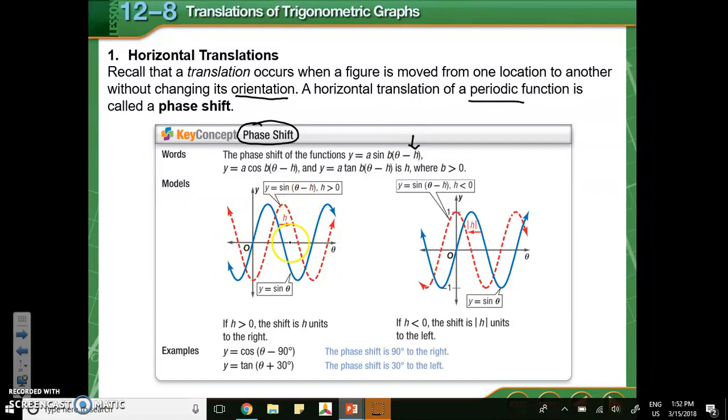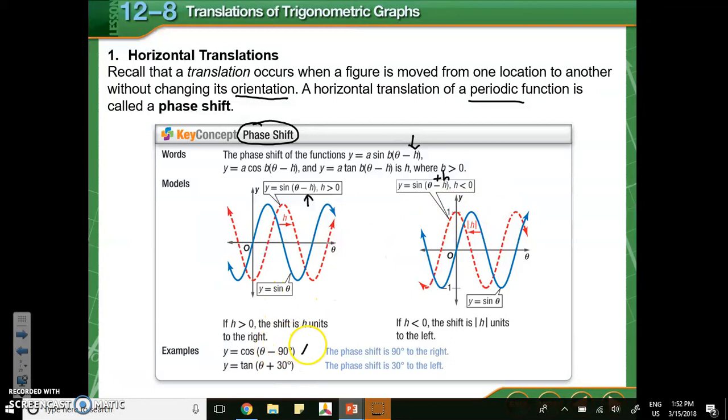So if I take a look at this first graph here, y equals the sine of theta, the blue graph is the original one, right? And then the red dotted graph is showing you if it's moved h units to the right. So remember, if it's minus h inside my function, it moves to the right h units. And if it's minus h where h is negative, so this would normally look like plus h or minus a negative h, it would move to the left h units.